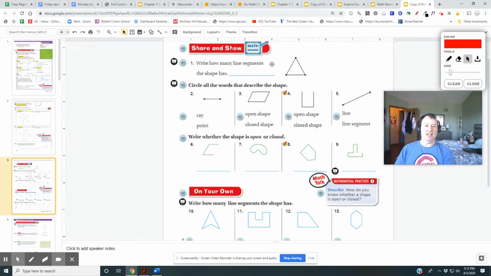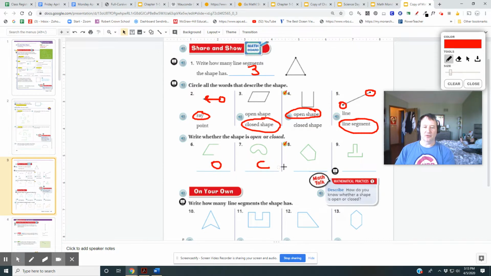Write how many line segments the shape has. Okay, so here we go. This one has 3. Circle all the words that describe the shape. Well, this is considered a ray because it does have a point, but it also has a line and they're connected together, which makes it a ray. This is a closed shape. This is an open shape. And this is a line segment because it has 2 points to end it.